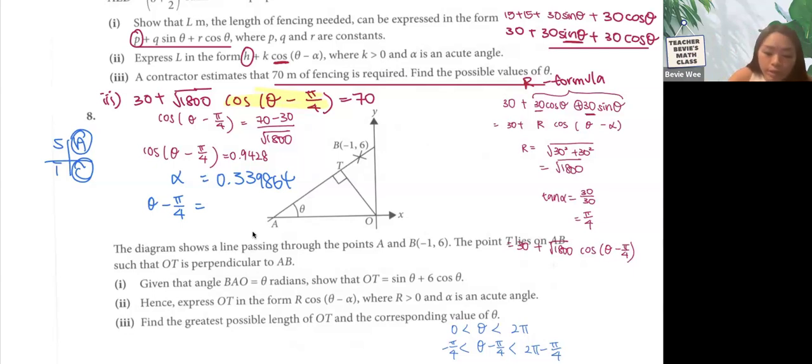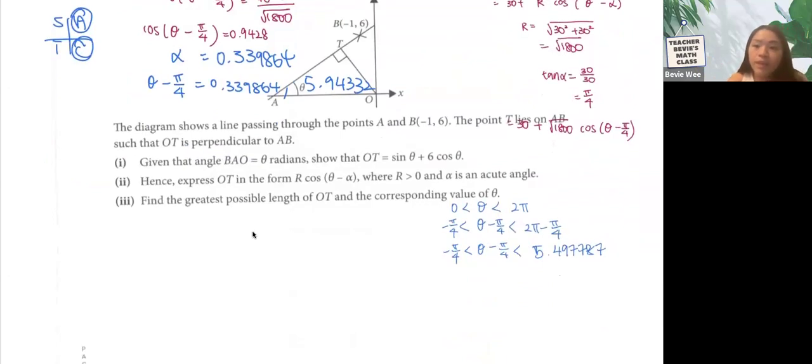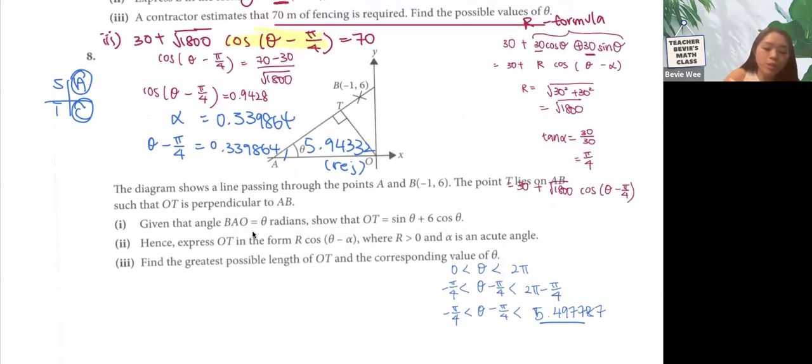So I've got my first quadrant one already, which is 0.339864. My fourth quadrant one is 2 pi minus 0.339864, which gives me 5.94332. Look at your range. In range or not? Your range is only up to 5.4977. You have 5.94, it's out of range. Reject. Correct or not? It is out of range, so that part we don't need. So we are left with only one value here.